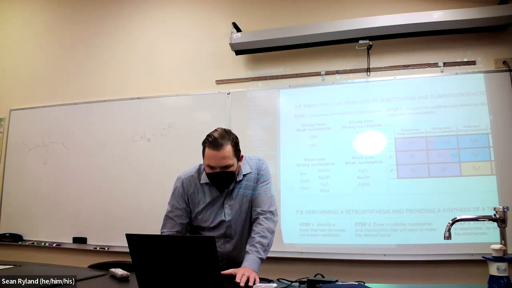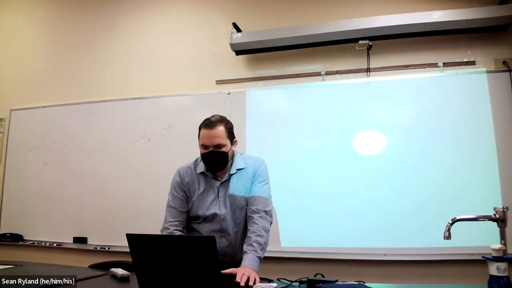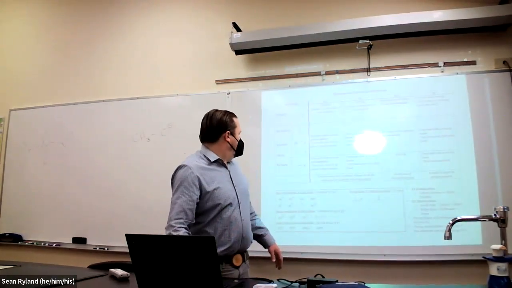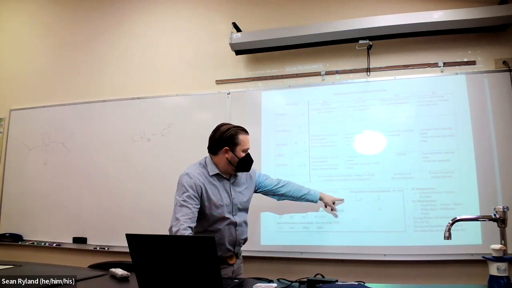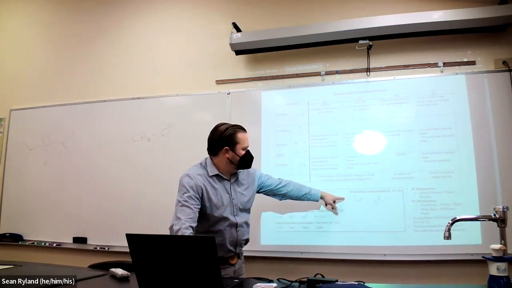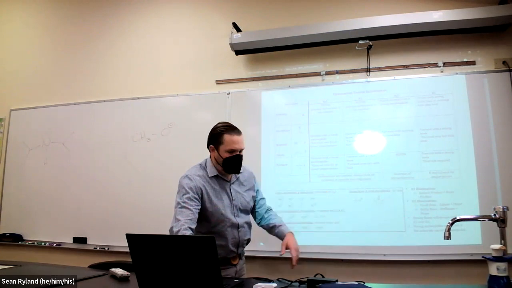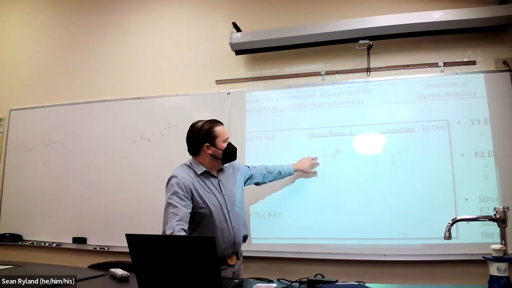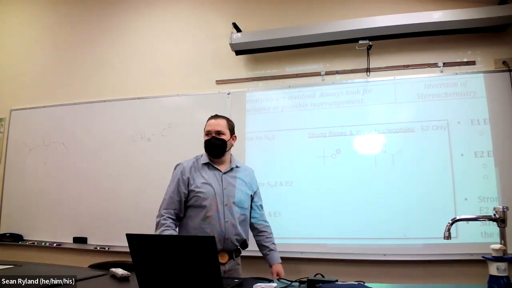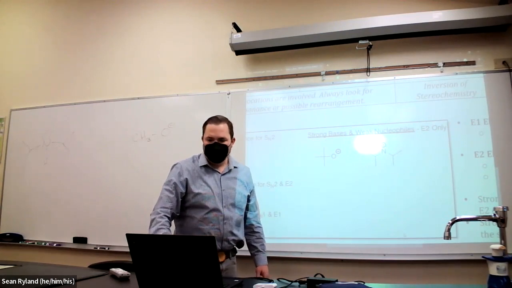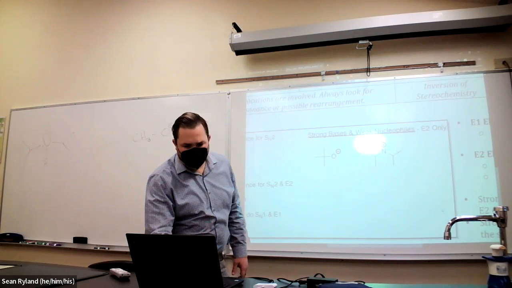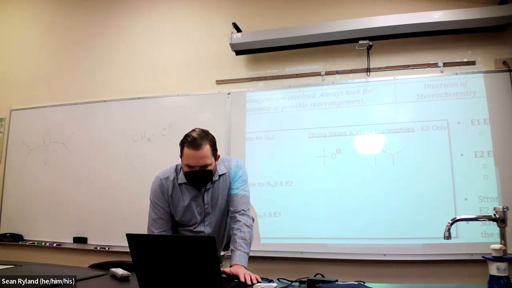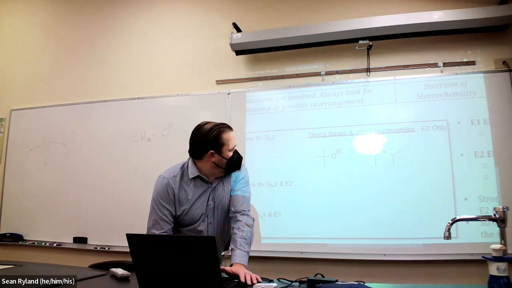There it is. These two right here, diisopropylamide and TBOK, are the ones that are specifically called out on this sheet as being sterically hindered, strong bases, weak nucleophiles, only E2.